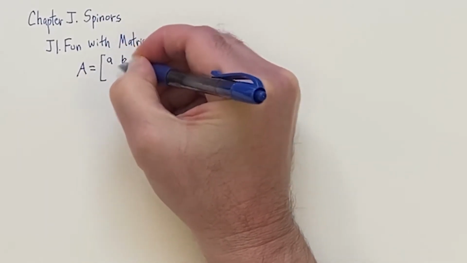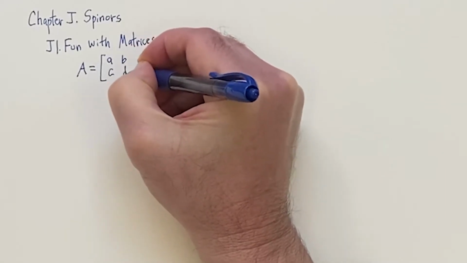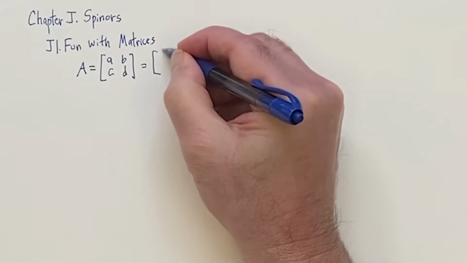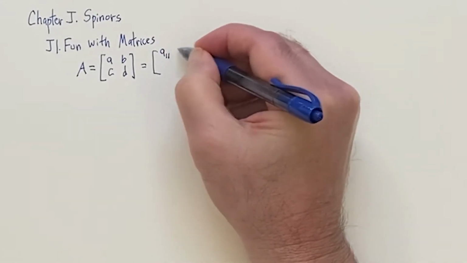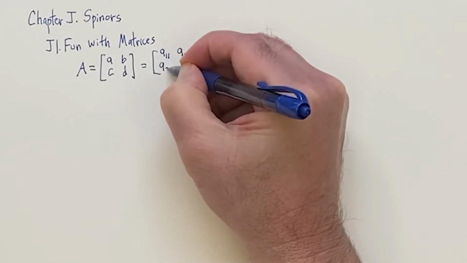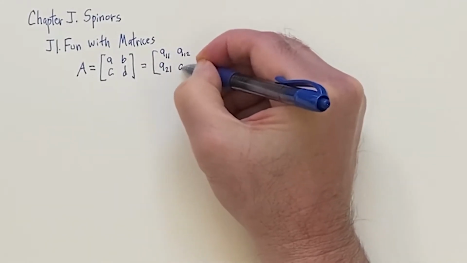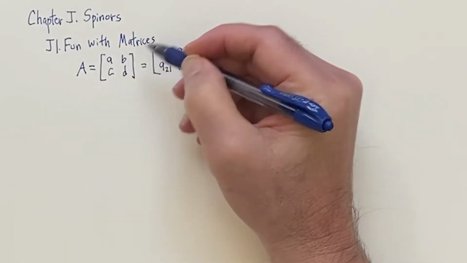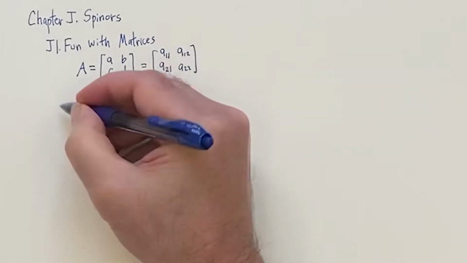which has 4 components. And sometimes they'll label these first row, first column, first row, second column, second row, first column, second row, second column. And we'll use this, and sometimes we'll use the other.